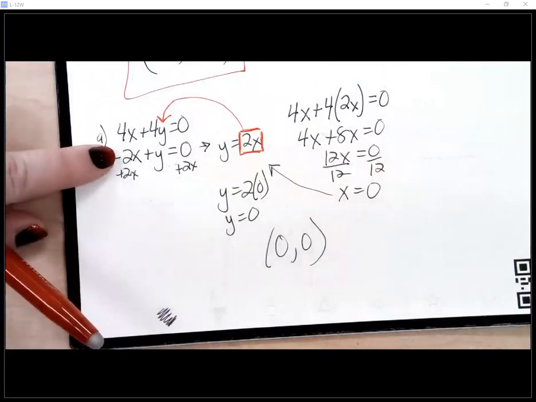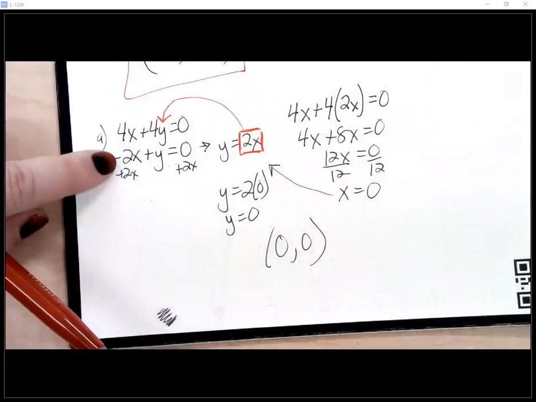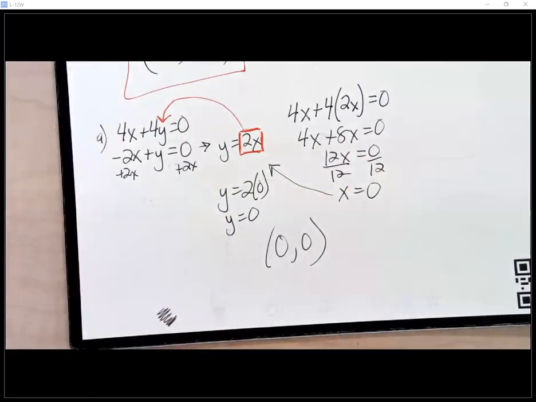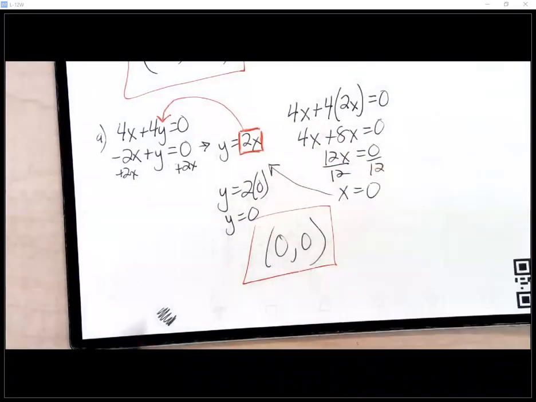Yes. 0 plus 0 is 0. 0 plus 0 is 0. That's my answer. The answer is 0, 0. Can't two lines cross at the origin? Sure. They did right here.